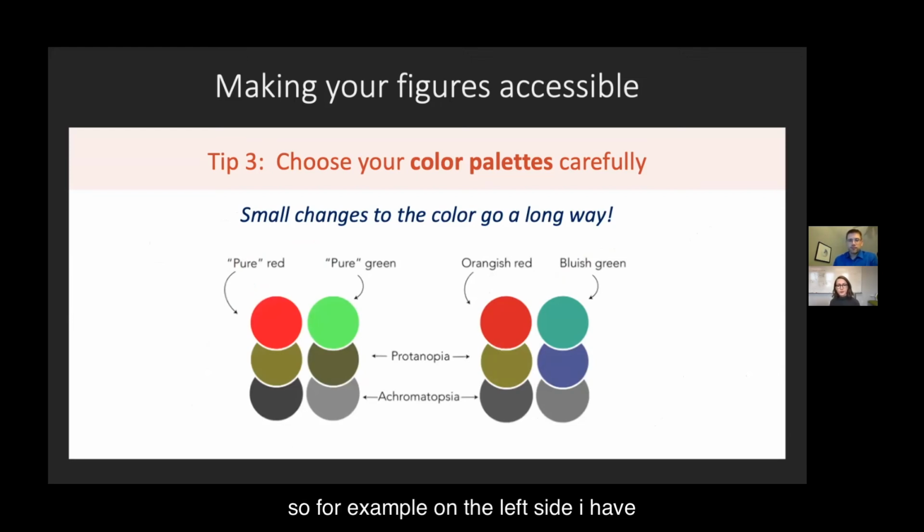For example, on the left side, I have pure red and pure green, and on the bottom here, I have two different types of color blindness. In this particular example, it's really hard to distinguish between the red and the green. However, if you shift the red a little bit to be more orangish or darker, and you shift the green to be a little bit more bluish, that can go a long way in making them distinctly different for someone who may have color blindness.